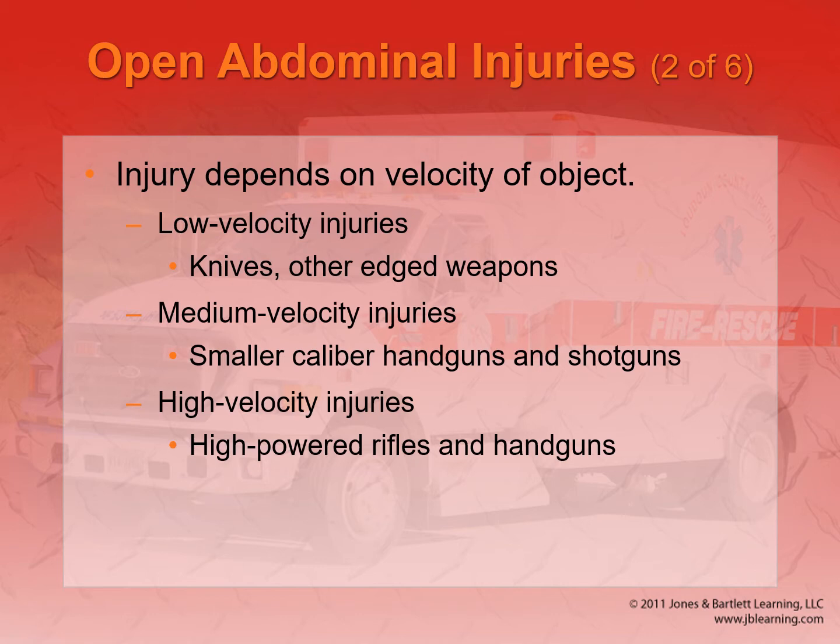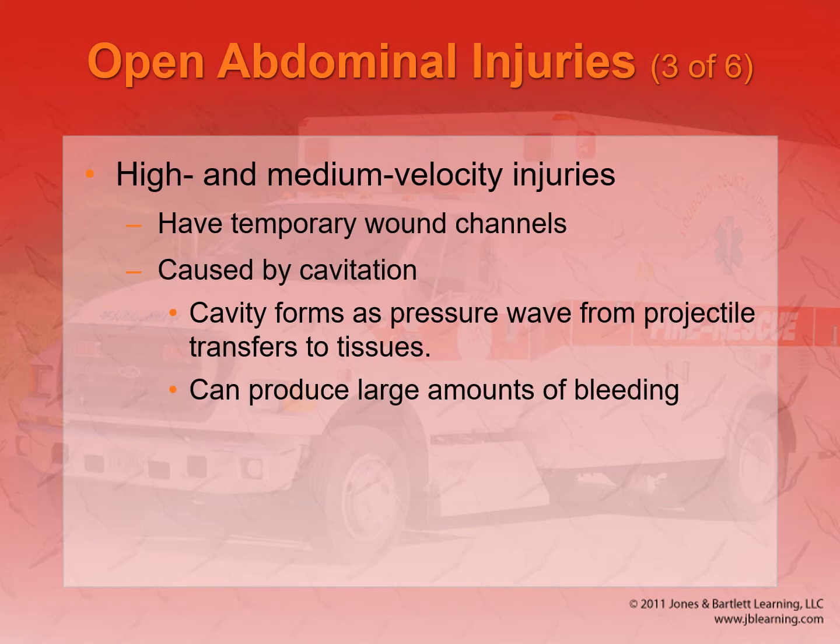So medium velocity shotguns and handguns, high velocity, high powered rifles and handguns. At the end of the day, for abdominal injuries, that doesn't make a ton of difference, because either way you have some sort of penetrating object now in the abdomen. If you remember from the previous lectures, we talked about cavitation, that pressure wave that for a second really expands the tissue, and the tissue will shrink back. Of course, that causes a lot of damage.